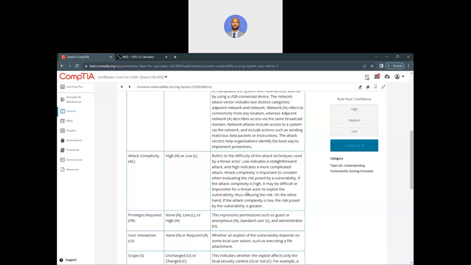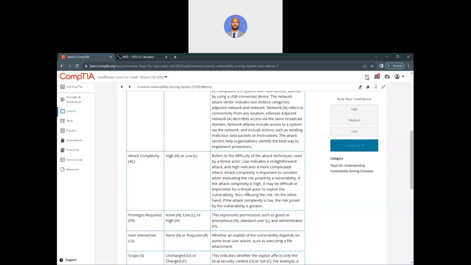Privileges required is just straightforward: standard user, administrator, or guest user. So what are the privileges required in order to conduct this attack? User interaction is important because if we think of how some attacks are done, one very common attack is spear phishing. Spear phishing requires user interaction. A user opened this email up, a user clicked something.